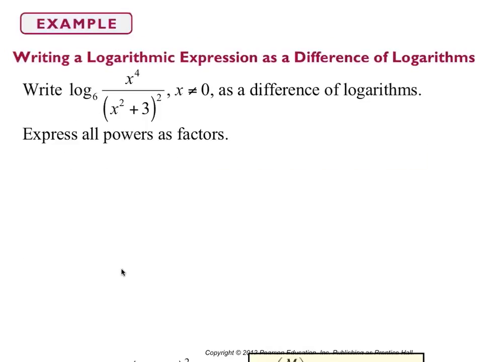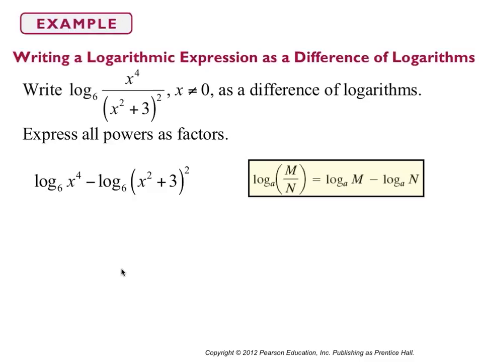All right, let's do one where we have division. So let's say we have log base 6 of the quantity x to the 4th divided by x squared plus 3 squared. X is not equal to 0, and we're going to write that as a difference of logarithms. So the first thing that you should notice is that we definitely have division here, so we're going to change that into subtraction. So we have log base 6 of x to the 4th, that was our numerator, minus log base 6 of x squared plus 3 squared.